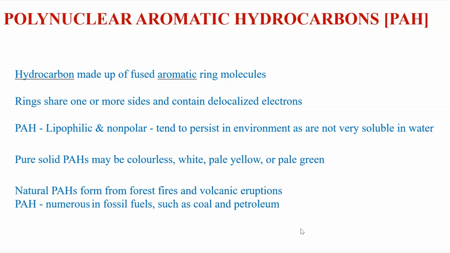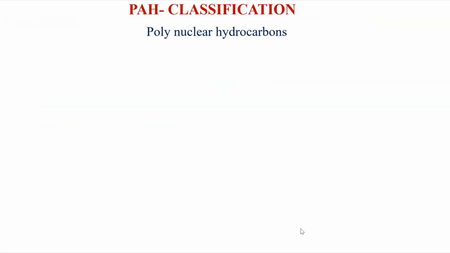The natural sources of polynuclear aromatic hydrocarbons are forest fires and volcanic eruptions. However, we isolate polynuclear aromatic hydrocarbons from fossil fuels such as coal and petroleum, the major source. Polynuclear aromatic hydrocarbons can be classified based on structure as benzenoid and non-benzenoid types.